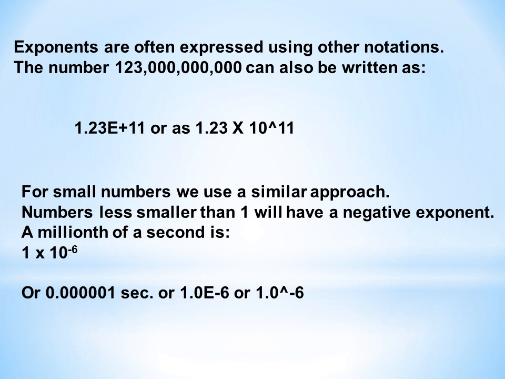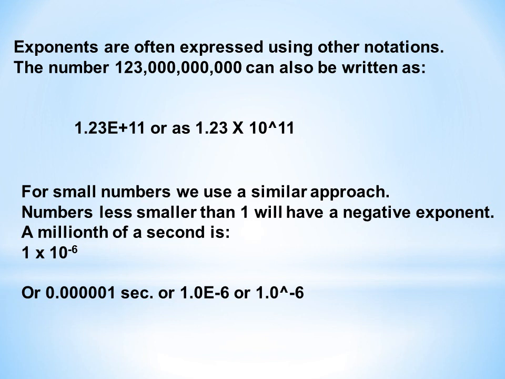Exponents are often expressed using other notations. The number 123 trillion can also be written as 1.23 capital E plus 11, or as 1.23 times 10 caret 11. These are the forms you would use when entering a number in scientific notation on a calculator.